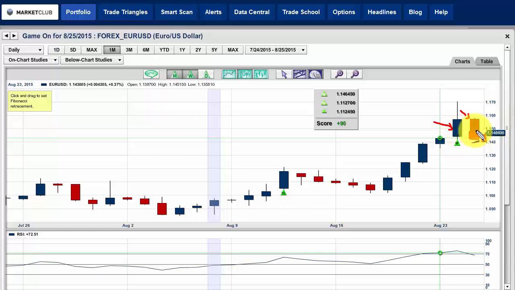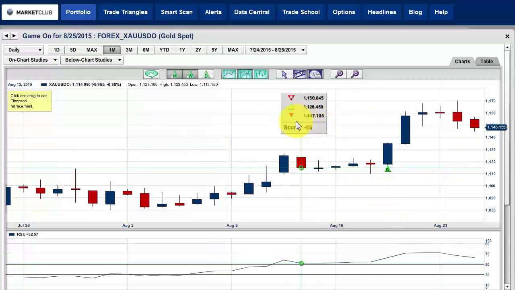But right now we have a dark cloud cover, which would also call for a top if it closed low. But the trend right now is positive. You can see we're 90 on our trade triangles, and we still like the looks of the euro against the dollar. Gold a little bit mixed.